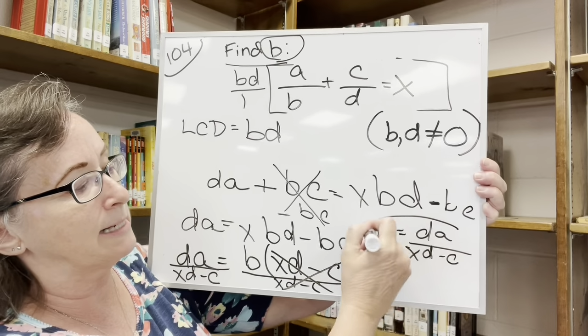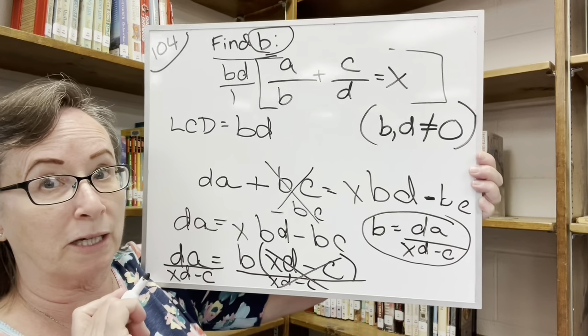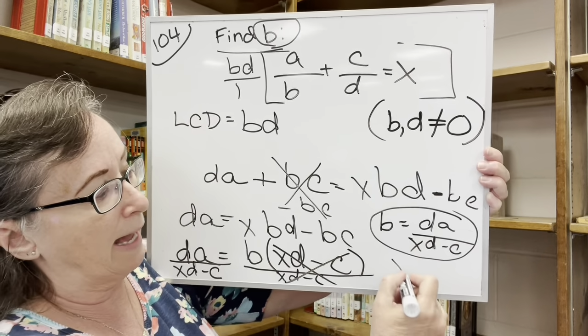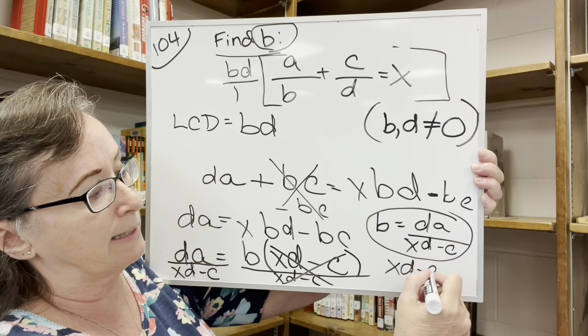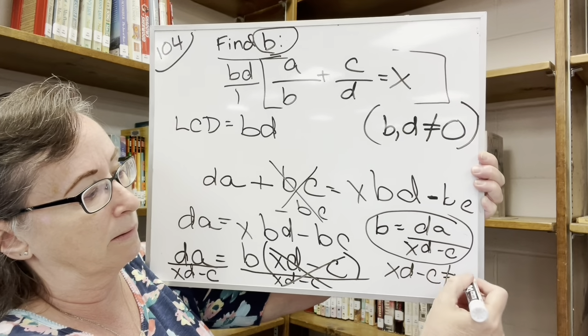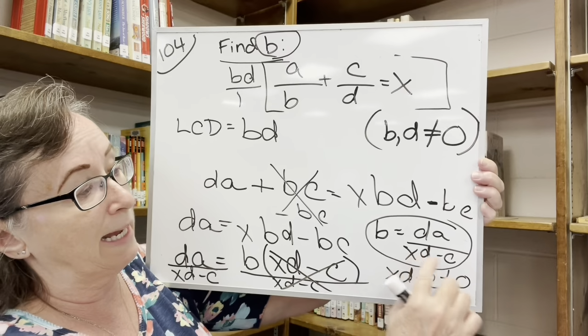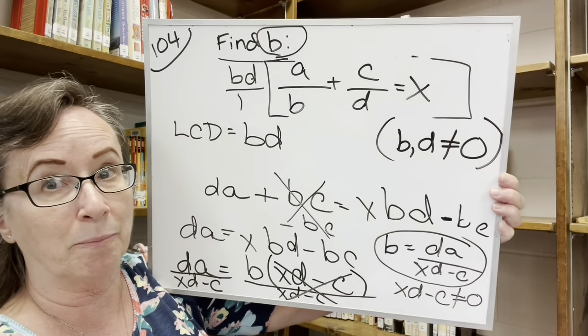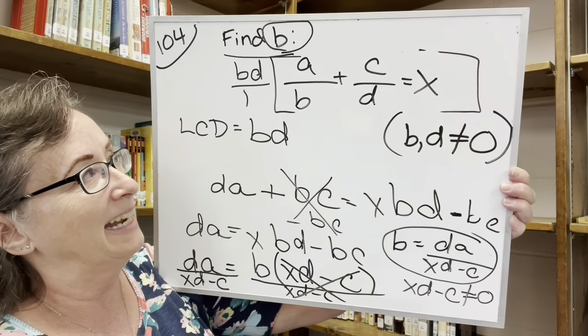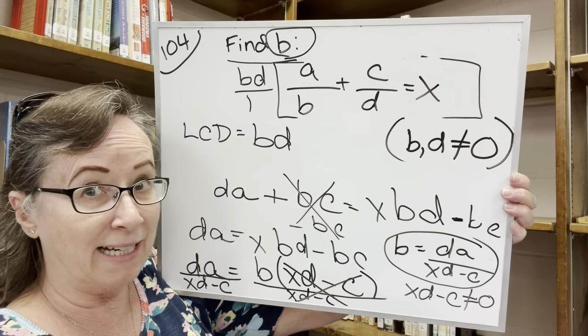Okay, now that is the answer, but now we're going to make that little provision. xd minus c does not equal 0. That's our little restriction. It can't be 0 because we're dividing by it. Now, I'm going to say a little side note here.